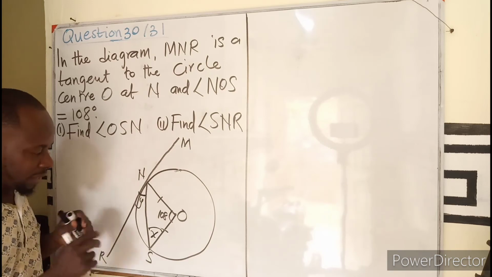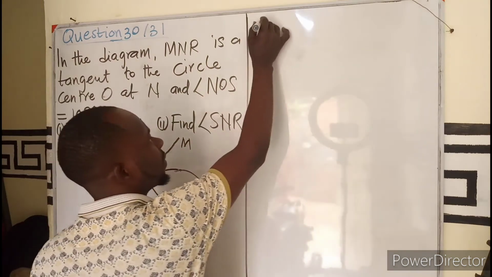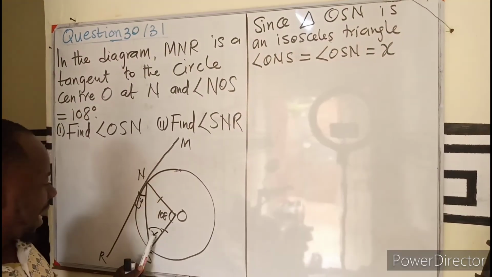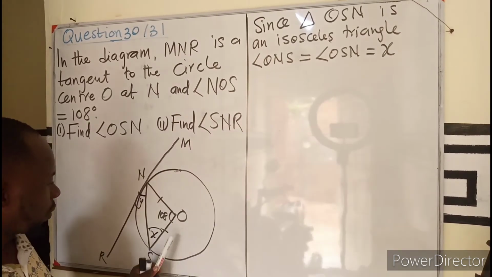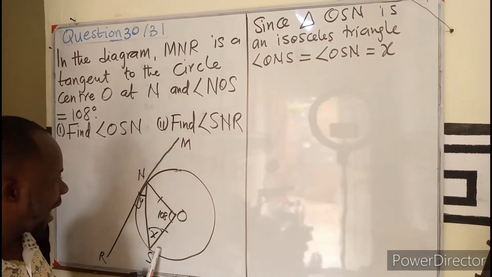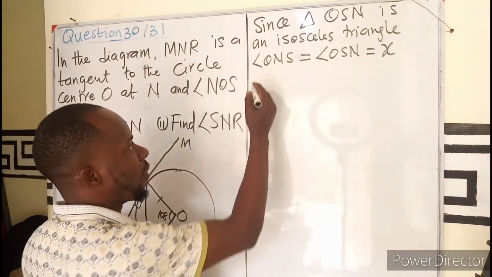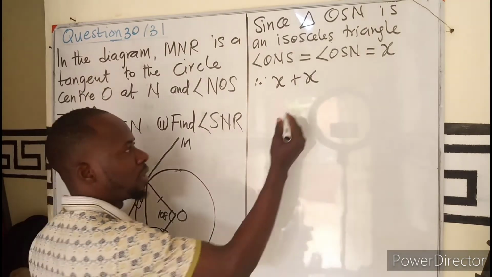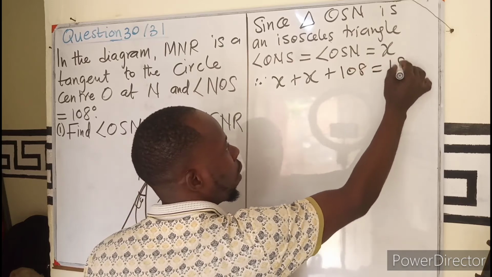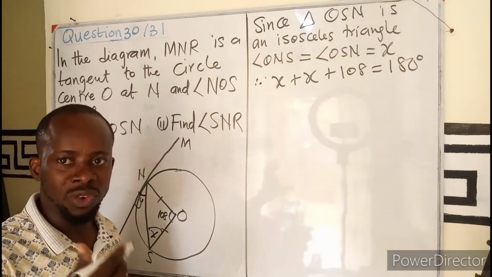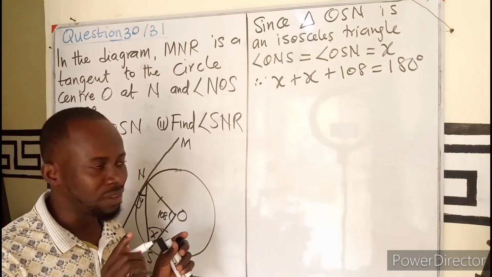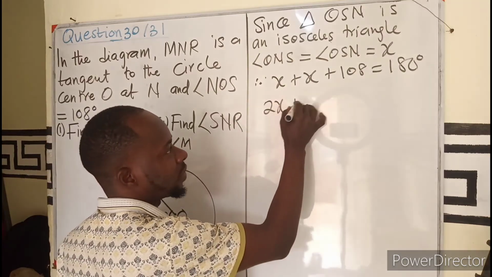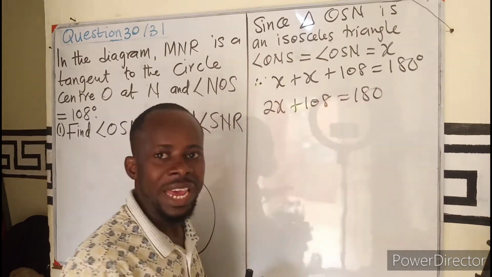So if that is out of the way, we can say that the angle here is the same as the angle here. ONS is the same as OSN, all equal to x. Therefore, we can add x plus x, as in the corner, plus the top, plus the given angle 108, all equals 180. The sum of angles in a triangle adds up to what? 180 degrees. So adding these three angles, that will give me 2x, 108, 180.